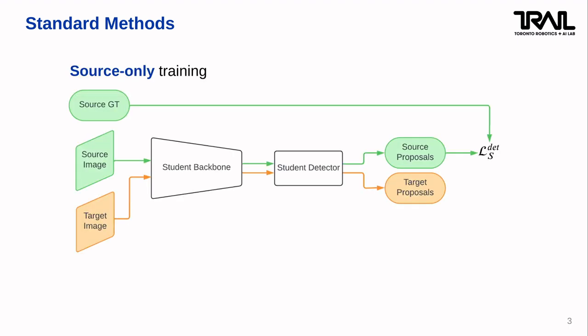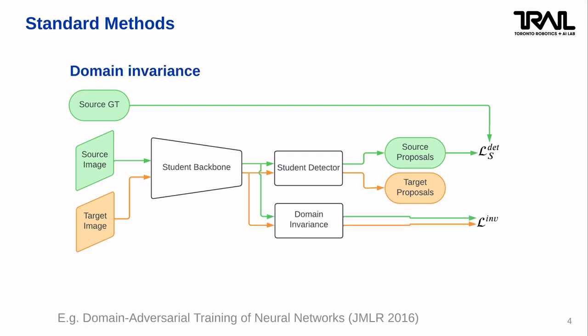Before presenting our method, I'll first summarize some of the existing strategies. In the simplest case, we use source-only training and also evaluate on the target domain. To actually do domain adaptation, the earliest methods considered aligning the representations from the source and the target domains at the image level. This is done by minimizing some distance measure between the domains.